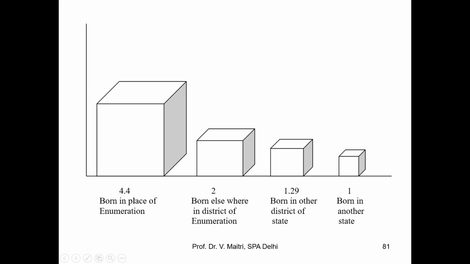So for birthplace, born in place of enumeration 4.4, we have drawn the cube. Born elsewhere in district of enumeration like this. 1.29, born in other district of state like this. Born in other state like this. So you can draw this type of cube. Now this cube is telling us everything, that is, what is the difference between this and this. Otherwise it is very difficult to compare these four values.